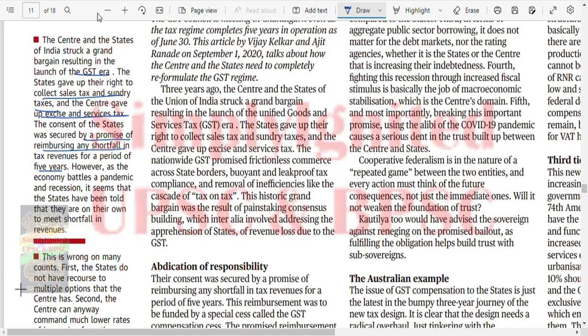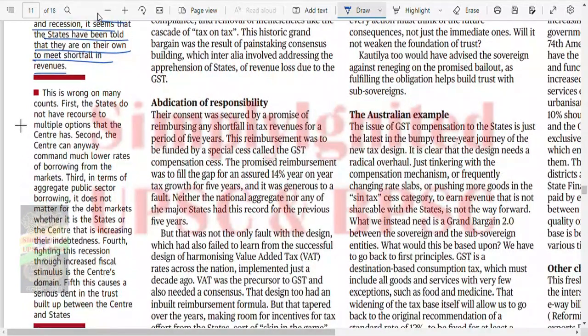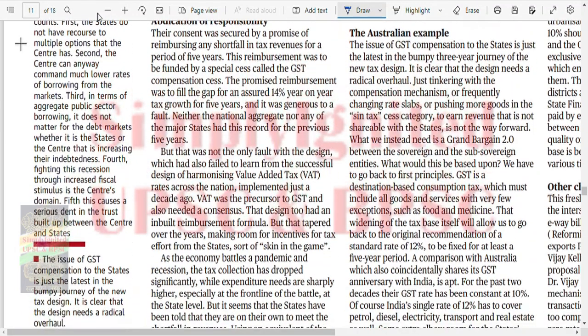However, as the economy battles pandemic and recession, it seems that states have been told that they are on their own to meet shortfall revenues. This is wrong on many counts. First, the states do not have resources to recourse to multiple options as center has. Second, center can anyway command much lower rates of borrowing from the market. Third, in terms of aggregate public sector borrowing, it does not matter for the debt market whether it is state or center that is increasing their indebtedness.